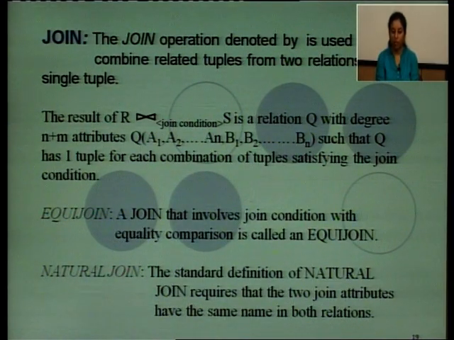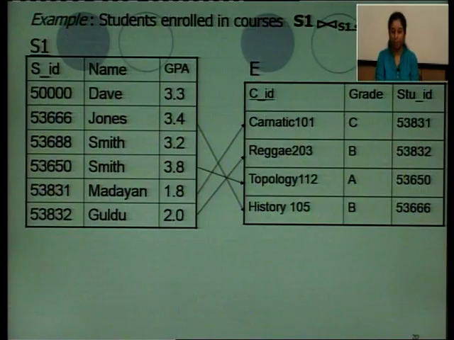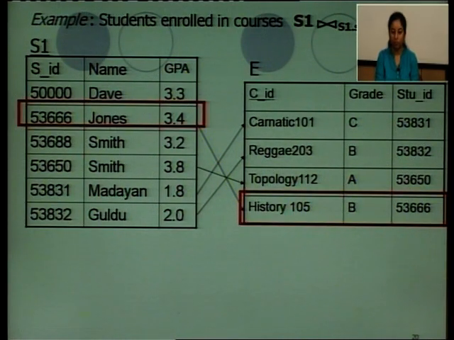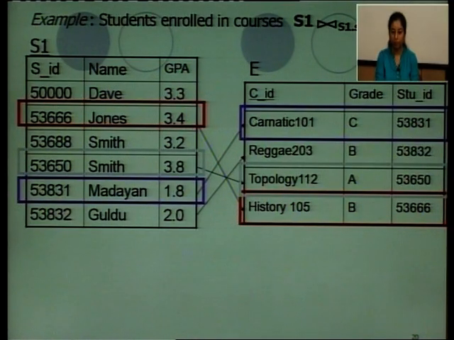And the natural join: the standard definition of natural join requires that the two join attributes have the same name in both relations. Example: you can see the example of the join operation.